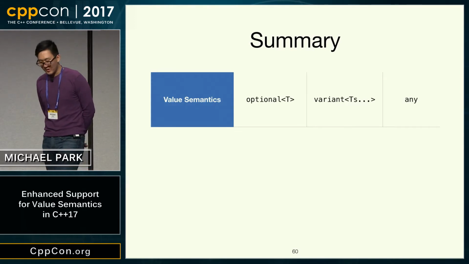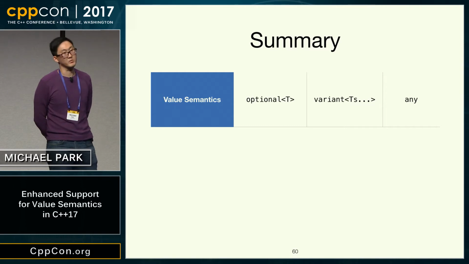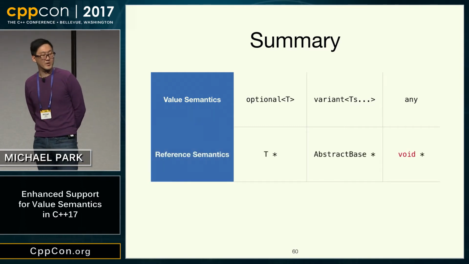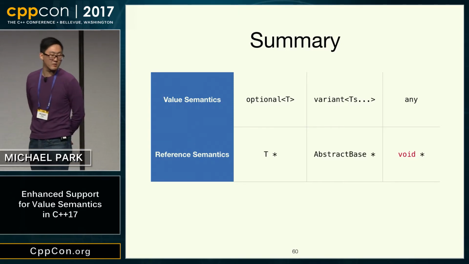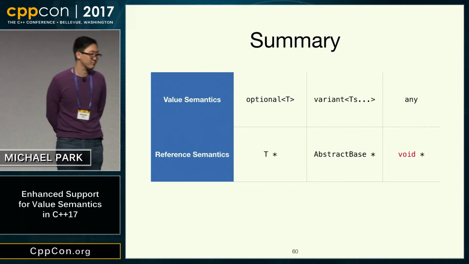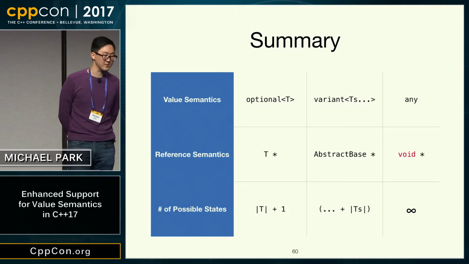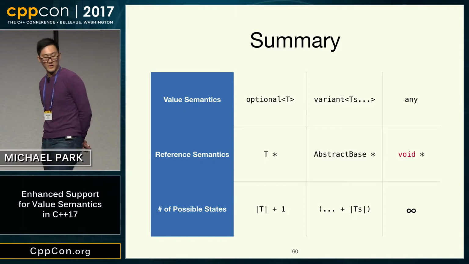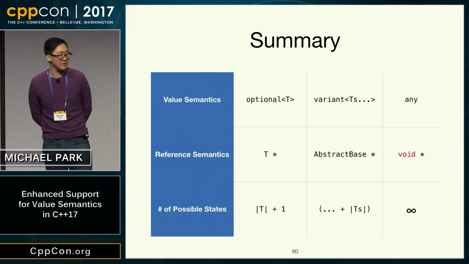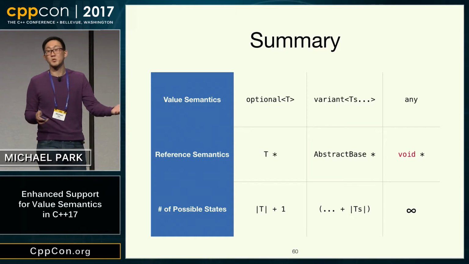Here's a summary of what we saw. These types that we introduced in C++17 have value semantics, and I mentioned the corresponding reference semantics that exist in the language today. And the number of possible states of each of these types looks like this. For optional T, the number of states in which that optional T can be is the number of states in which the T can be, plus the nullopt state, so plus one.